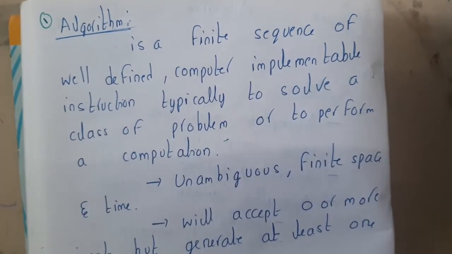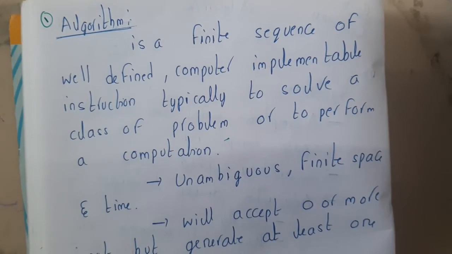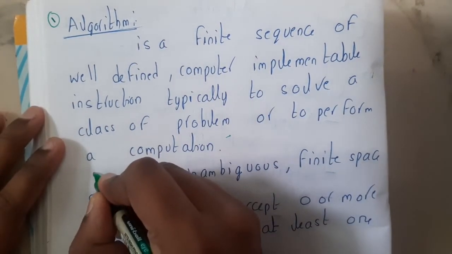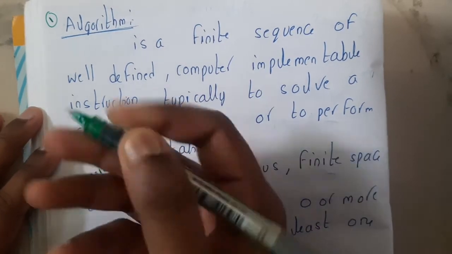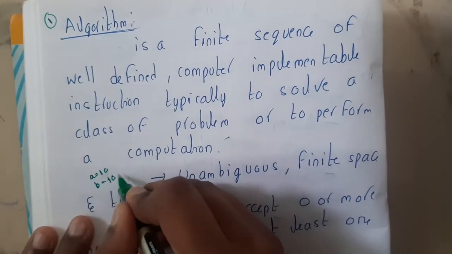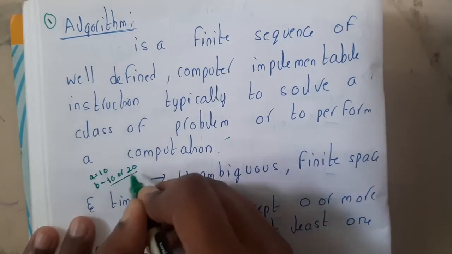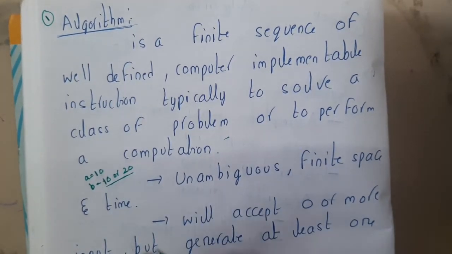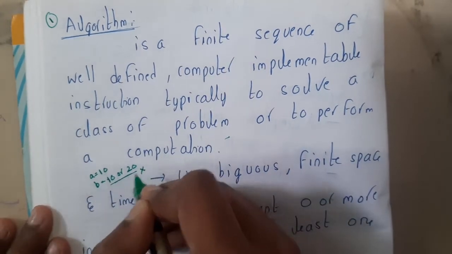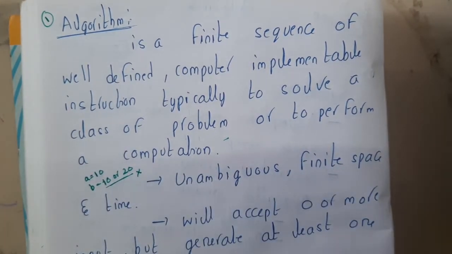Okay, so assume that you told the value of a is equal to 10 and you told the computer that for b, you can take 10 or 20. So here you are giving some ambiguity, right? You are saying it might be 10 or it might be 20, which means you are not giving clarity. Those things should not be there in an algorithm, guys. You should always be clear.